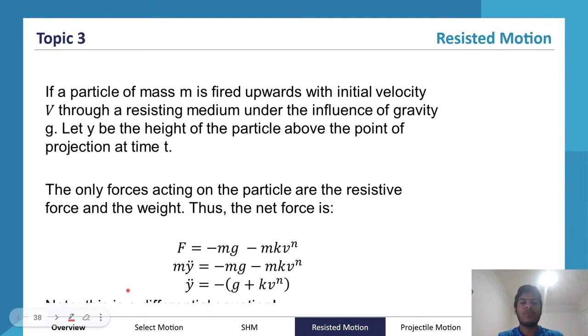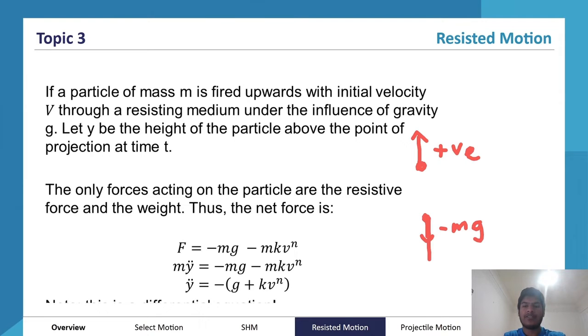A very important thing to do with these sort of questions is to define a clear axis system, or a sign convention. So if we're going to assume positive is upwards, then if we're looking at the forces, we've got gravity downwards, so it's going to be minus mg. And we've got air resistance also downwards, minus mkv to the power of n.